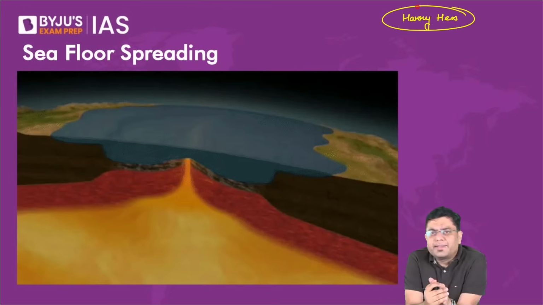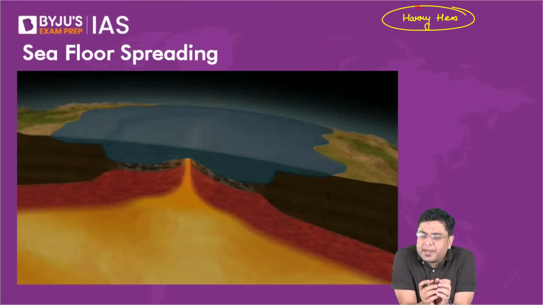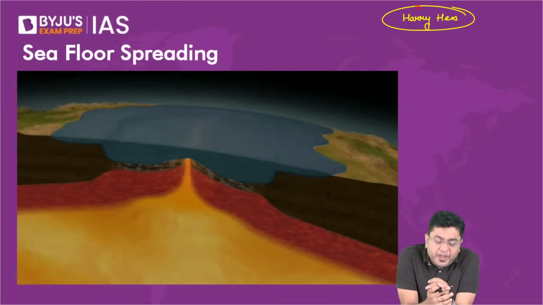Now, Harry Hess started observing the water and the base of the sea. Based upon his observations, he had multiple different observations that he made, and based upon these he provided the seafloor spreading theory. So, first of all, what are the observations that he made? Those observations are quite unique.